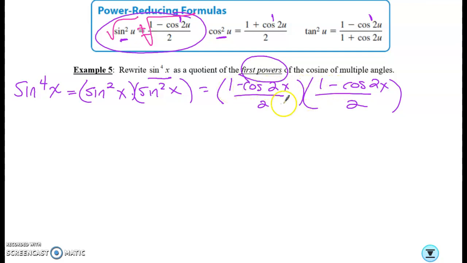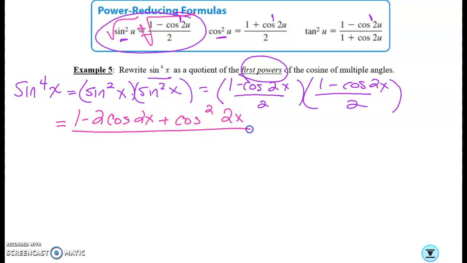So obviously, we're going to multiply on top, which means we're going to do some FOILing. So you're going to get 1 minus 2 cosine of 2x plus the cosine squared of 2x, all divided by 4. And by doing that FOILing, you got cosine squared that just popped right back into the problem, and now we got to get rid of that.